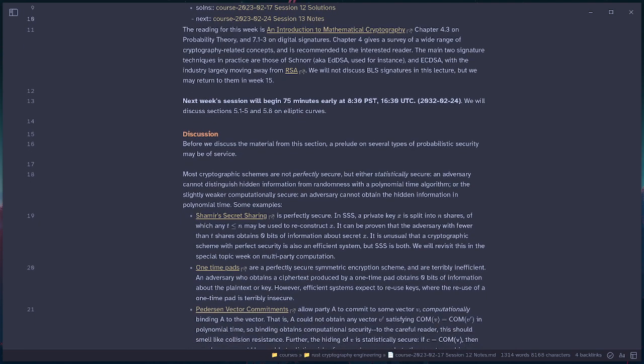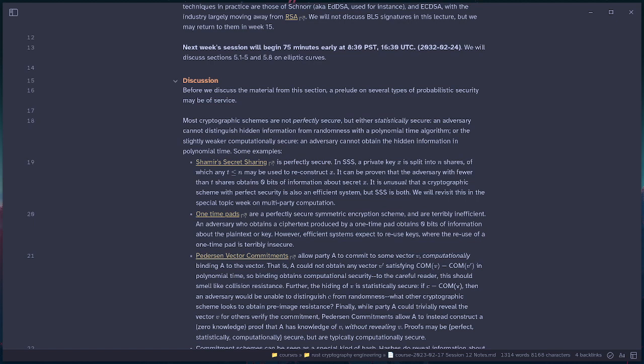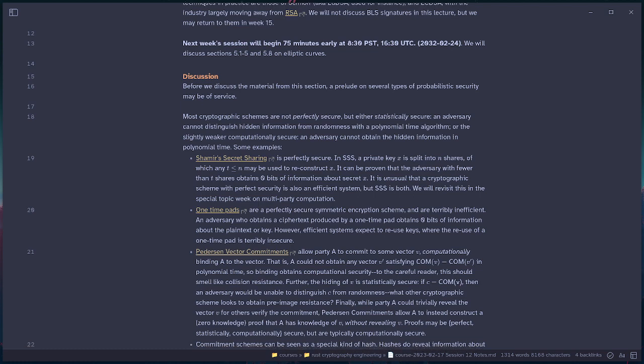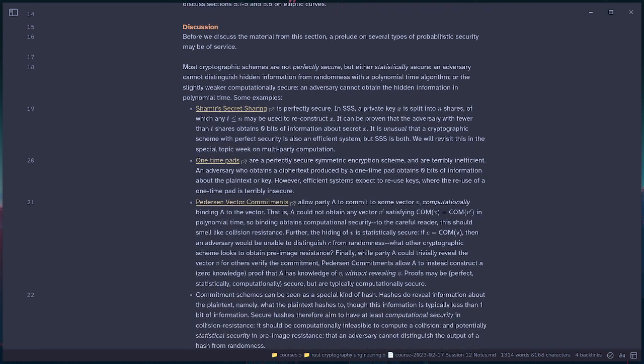Moving on here. This week we're going to be talking about probability theory and digital signatures, as we mentioned. The main things to highlight, I think, that the book doesn't necessarily highlight, are that when we think about cryptographic security, three generic classes of security that we consider are whether something is perfectly secure, statistically secure, or computationally secure.